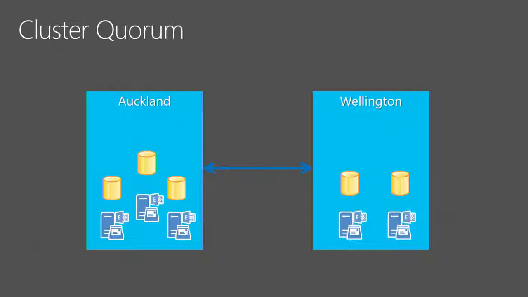So here's an asymmetrical data center deployment. Hopefully none of you are doing this because we want you to do symmetrical ones, and we'll talk about that in a minute. But I've got 2 data centers, and I've got 5 Exchange servers in my DAG. So how many votes do I have? 5, that's right. I've got 5 votes.